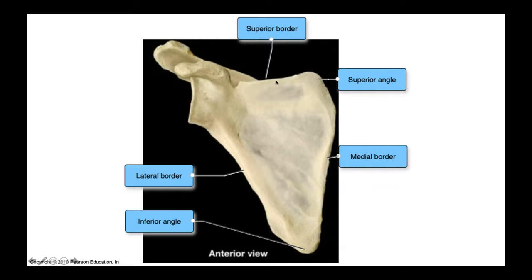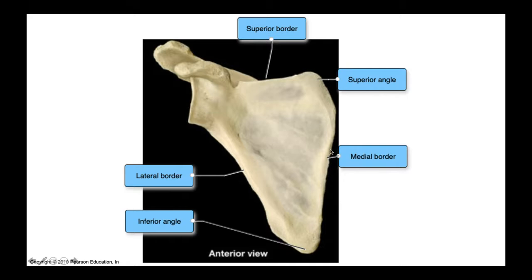Okay, so let's look at the borders: superior border, medial border, lateral border, superior angle, inferior angle. Notice the subscapular fossa is smooth. We know we're looking at it from the anterior view. Here is the acromion process with the coracoid process. Lots of muscles attached to the coracoid process. We're going to have the short head of the biceps attached here, the coracobrachialis attached here, and even pec minor attached here. So learning osteology is really important because the bones are landmarks for where muscles will either originate or insert. That's why osteology is so important.